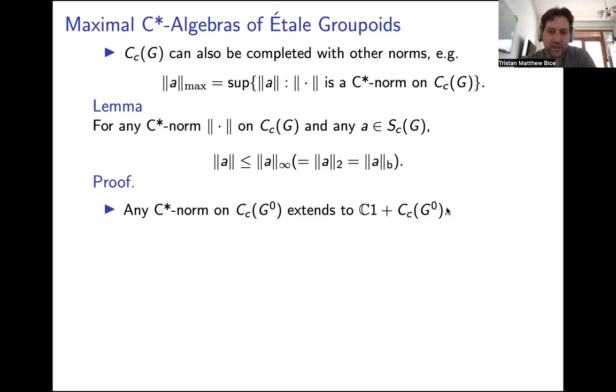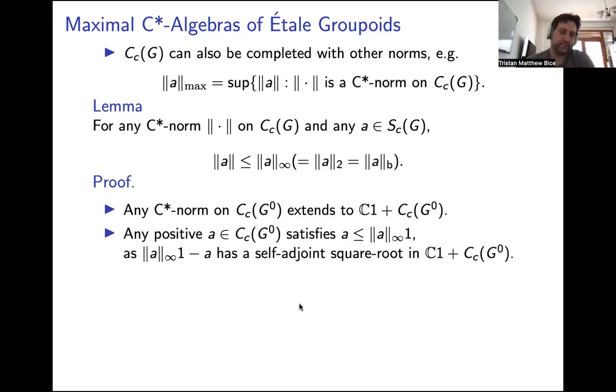This is essentially the same as what Karen was doing before when you have a C-star algebra and you want to unitize it. Exactly the same definition of a norm will get you a norm on this larger C-star algebra, which extends the original norm on CC of G0. Once you know that, things are much easier, because you take some positive continuous function A which has compact support in the unit space.